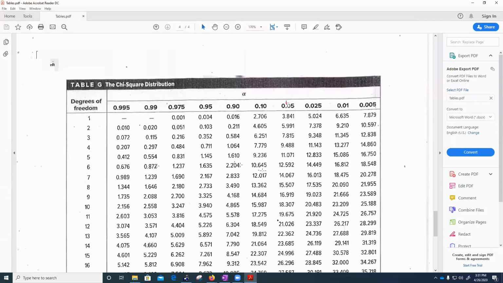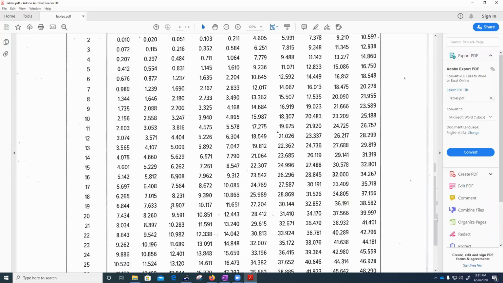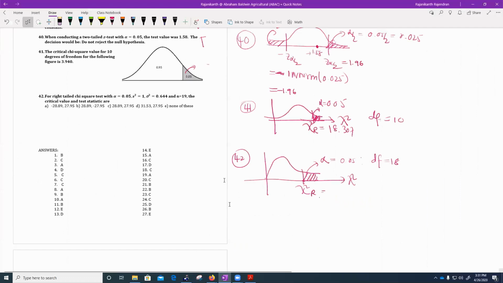This is chi-square 0.05, that is my fourth column from the last, with 18 degrees of freedom. So 18 with the fourth column will be 28.869. Okay, so that is my critical value, of course.